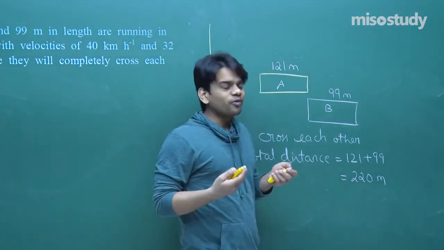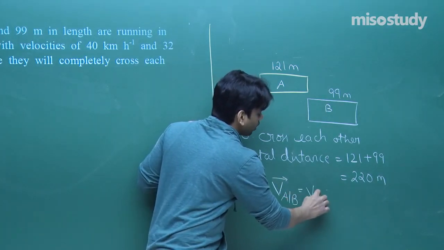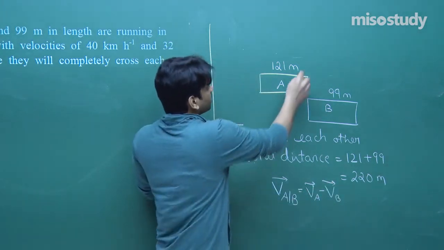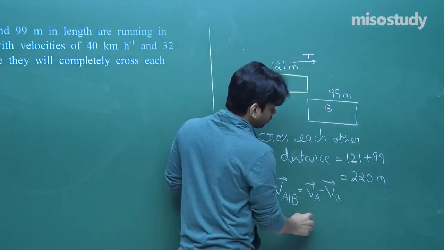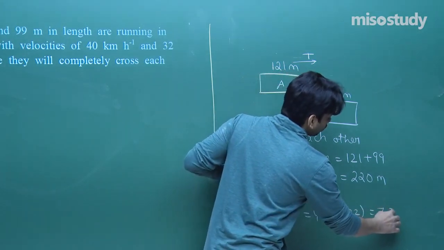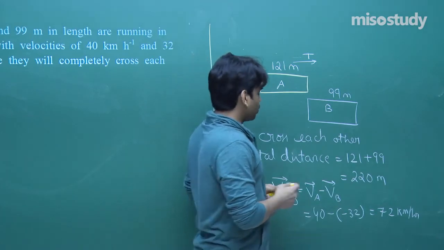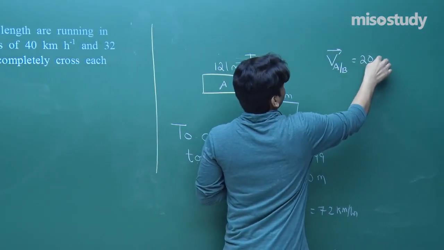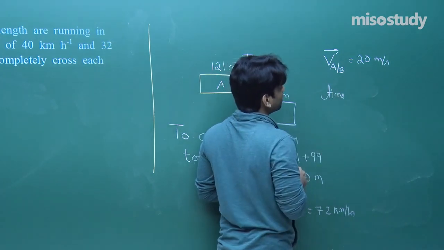So in what time? Let me find out the relative speed of A with respect to B. Again, this will be velocity of A minus velocity of B, both are running opposite. This time we are taking the right hand side as positive. So A is moving at a speed of 40 and B is moving at a speed of 32. So 40 plus 32 gives you 72 kilometer per hour, that is equal to 20 meter per second. Now, time taken will be distance upon speed.